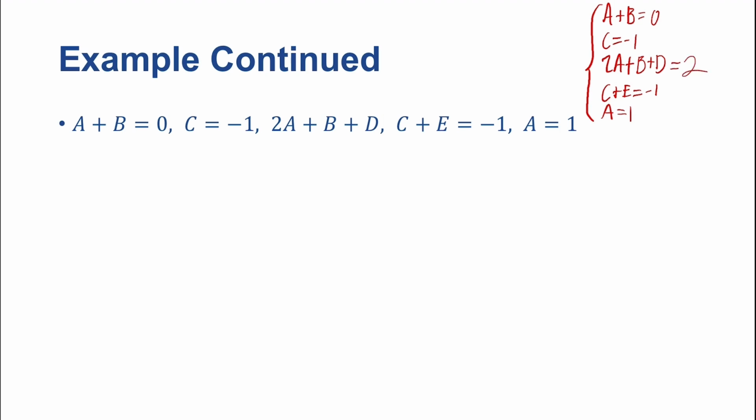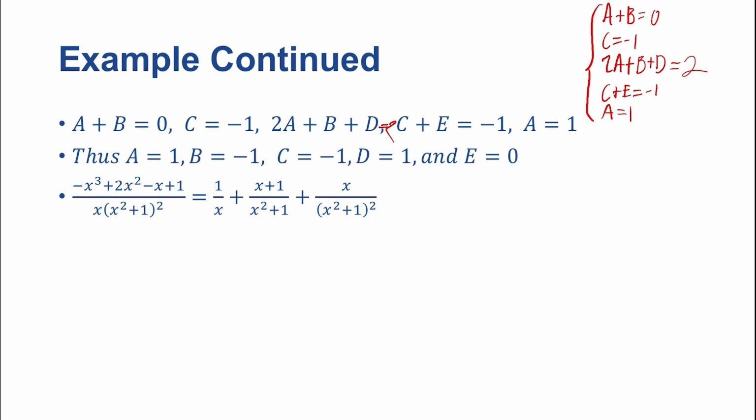Again, we're given a pretty nice system of equations. We're given A and we're given C. We can plug all this in and find our other values lickety-split. Thus A equals 1, B equals negative 1, C equals negative 1, D equals 1, and E equals 0. Now we can rewrite our partial fraction. Negative x cubed plus 2x squared minus x plus 1 over x times x squared plus 1 quantity squared is equal to 1 over x plus negative 1 over x squared plus 1 plus x over x squared plus 1 quantity squared. Now we can rewrite our integral.